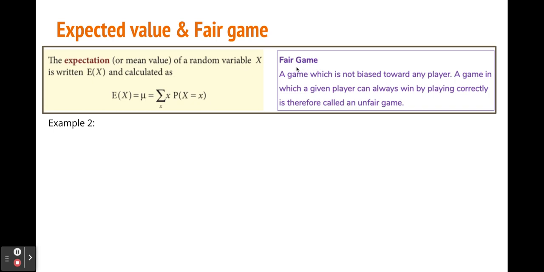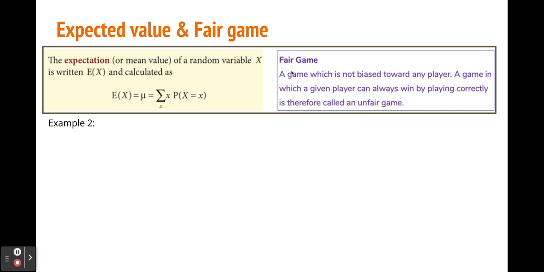Now, another key concept is fair game. We say that a game which is not biased towards any player is considered fair. A game in which a given player can always win by playing correctly is called unfair. In other words, when you're looking at a fair game, we need to have an equal opportunity for winning.